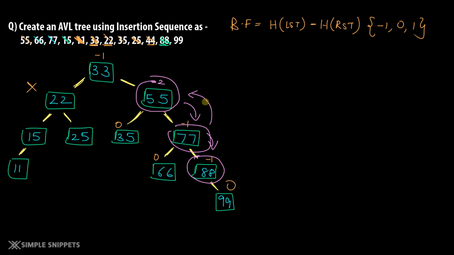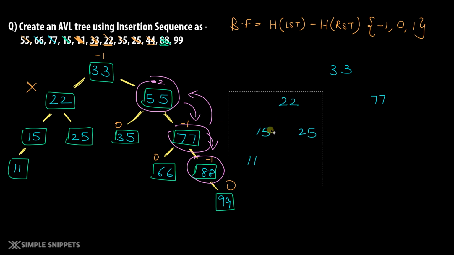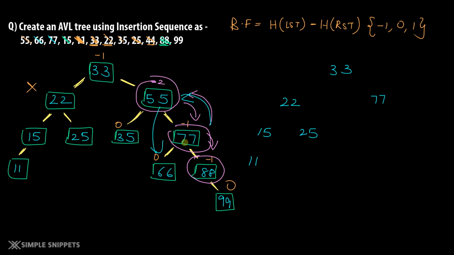So let's quickly make that change. Let me just quickly draw everything over here. So 33 is going to be as it is. 77 is going to come at the top with the left rotation as the right child of 33. So we have 77 over here. The left side is going to be as it is, right? So 22, 15, 11 and 25. So there is no need to mess with the left side of 33. That is all sorted. Now once we take 77 to the top, 55 has to come at the bottom as the left child of 77.